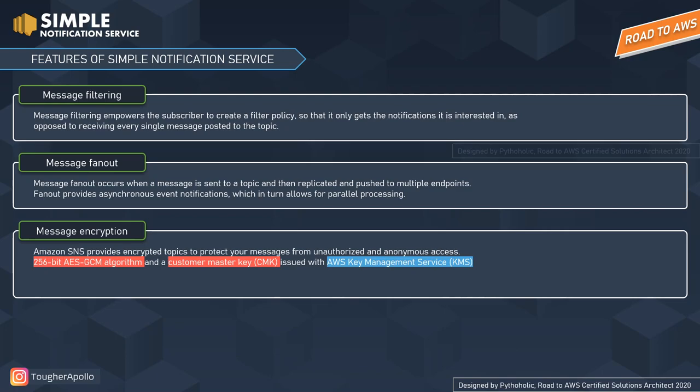Okay. And let's talk about some of the features of using SNS. So the first one that we have here is message filtering. As I already have discussed before, message filtering basically helps the subscribers that we have for our SNS service to create a filter policy so that it only gets the notifications it is interested in, as opposed to receiving every single message posted on the topic.